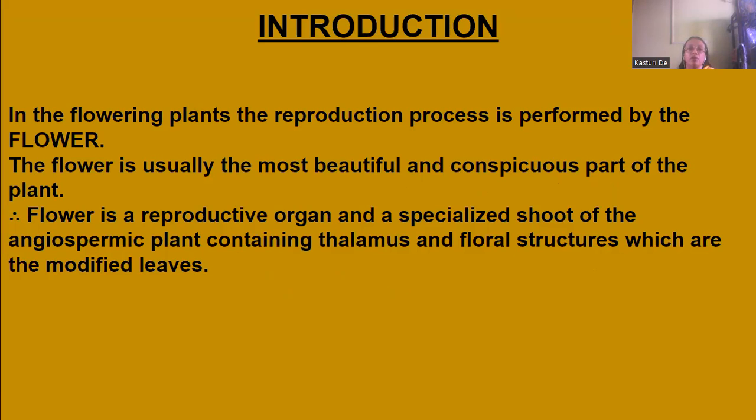Now, what is a flower? In flowering plants, that means a plant which bears flowers. The reproduction process is performed by the flower. Flower is the most beautiful and conspicuous part of the plant. It is the reproductive organ, and it's a specialized shoot of the angiospermic plant. Angiospermic plants are those which produce flowers, then seeds.